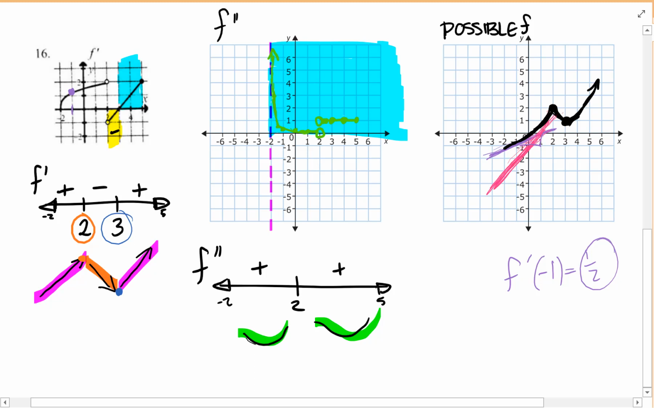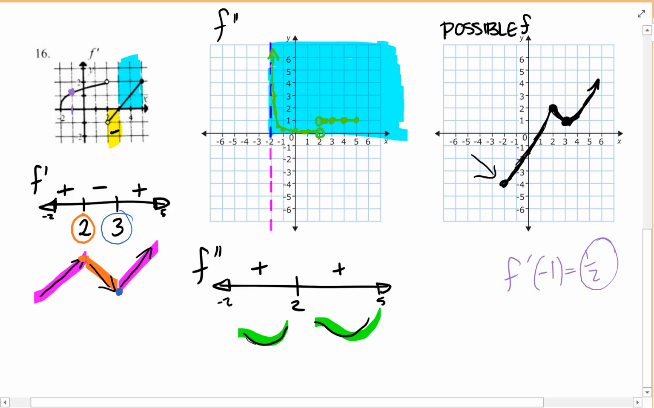If I'm going to have a tangent line with the slope that the pink one has, then my curve of f needs to be vertically stretched. Okay, that is a slope of about 1. Okay, this looks like a better picture to me.